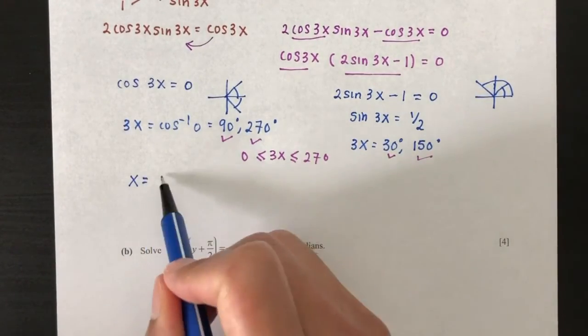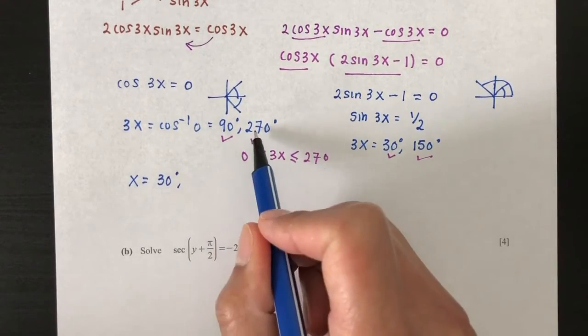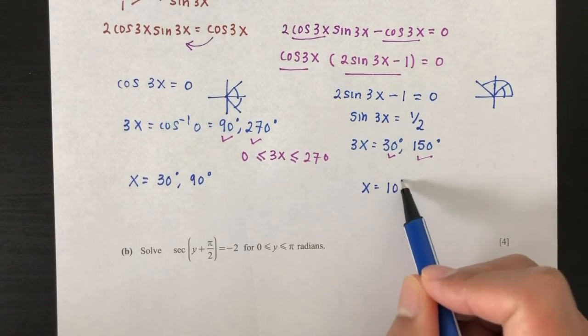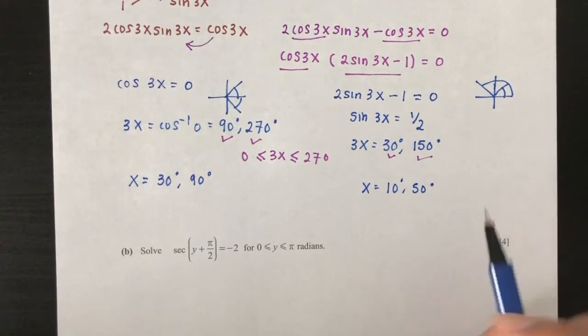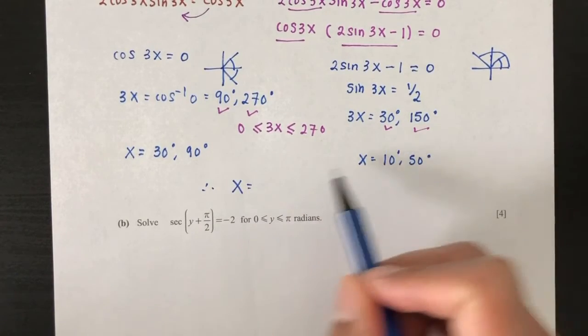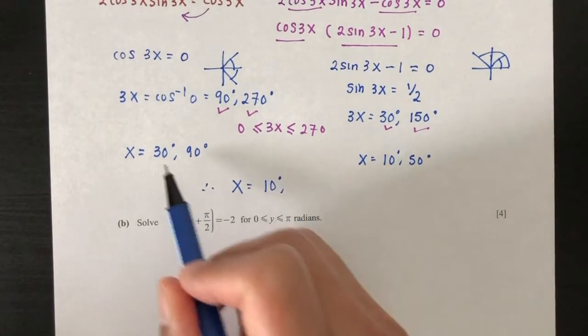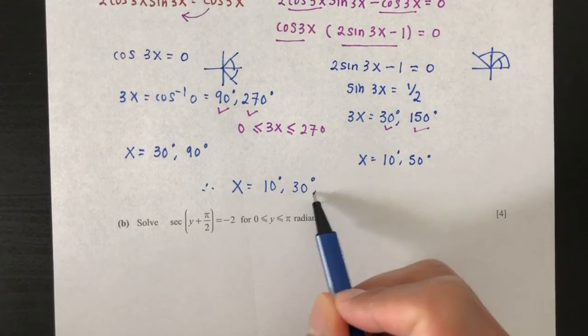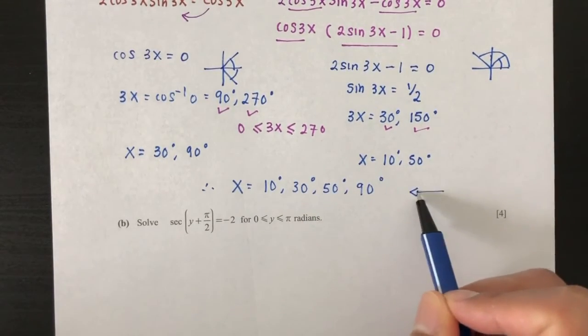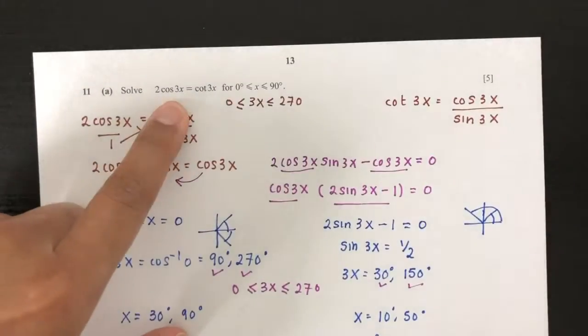So divide by 3, that will be 30. Divide by 3, that should be 90. And here x will be 10 and 50. So finally, your value for x is equal to, x is 10, 30, 50, and 90. So these will be the values of x for this equation.